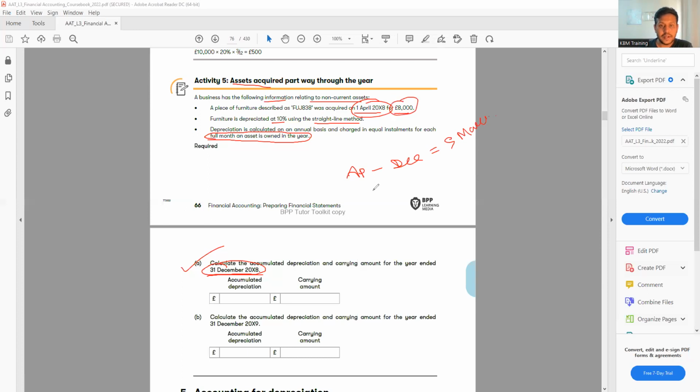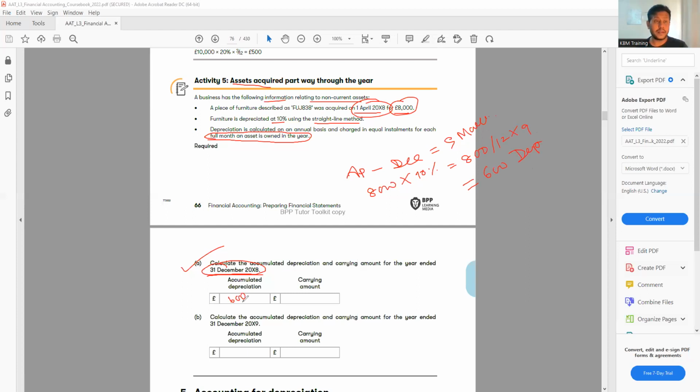8,000 is the cost. There is no residual value, so you don't have to subtract anything. Times 10%: 8,000 times 10% gives you 800 for the whole year, but for this year we have used only 9 months. So divide by 12 times 9, and that gives us 600. So 600 is the depreciation for that year.